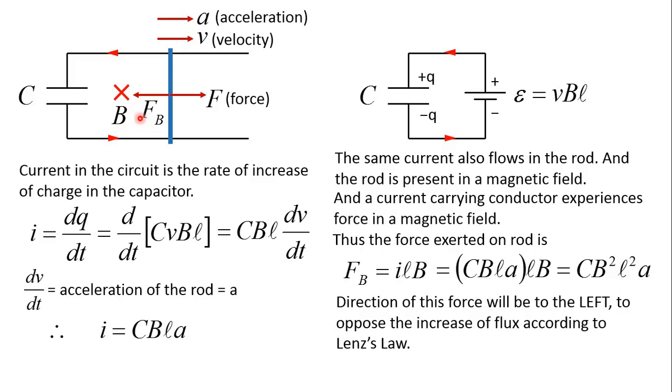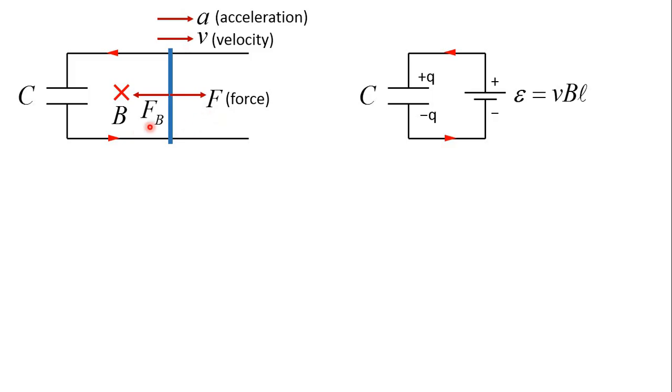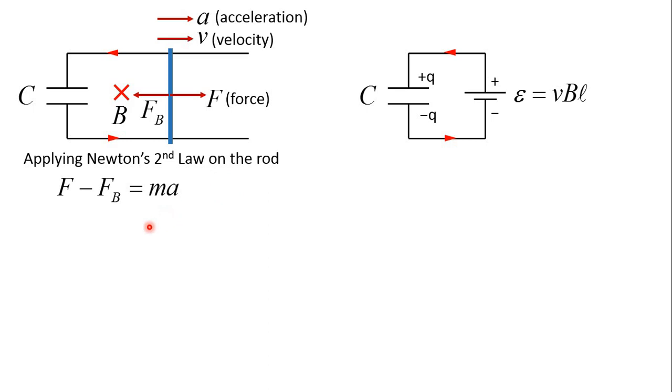So in order to oppose the flux or to decrease the flux, the magnetic field would try to bring back the rod backwards, so it will apply a force in the leftward direction. Hence this is the total force acting on the rod, F minus FB. Now we can apply Newton's second law onto the rod. As you know, Newton's second law says net force is equal to mass into acceleration. So acceleration is in the rightward direction, so therefore this F must be larger than FB. So the net force F minus FB is equal to mass into acceleration.